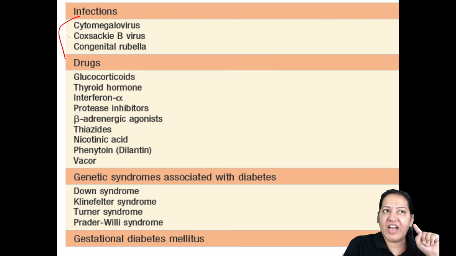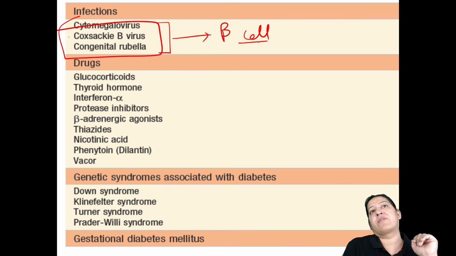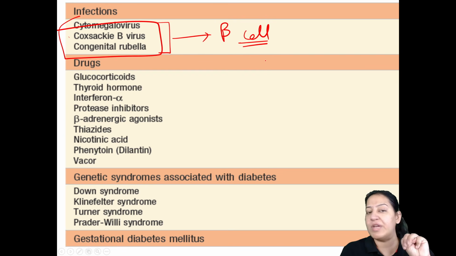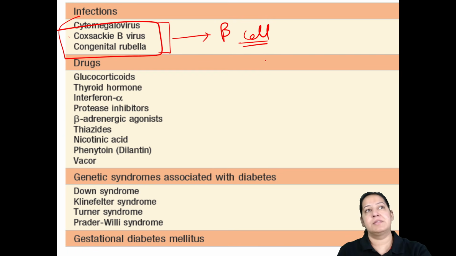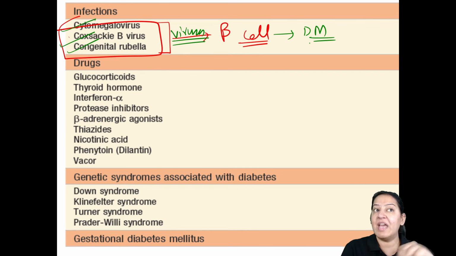There are many infections which cause diabetes. These are the 3 organisms which cause damage to the beta cells of the pancreas, so the person will be diabetic. What are the 3 infectious organisms? Learn their names: cytomegalovirus, number 1, Coxsackie virus, number 2, and rubella virus, number 3. All are viruses which damage the beta cells of the pancreas, and the person can have diabetes because of the infection.